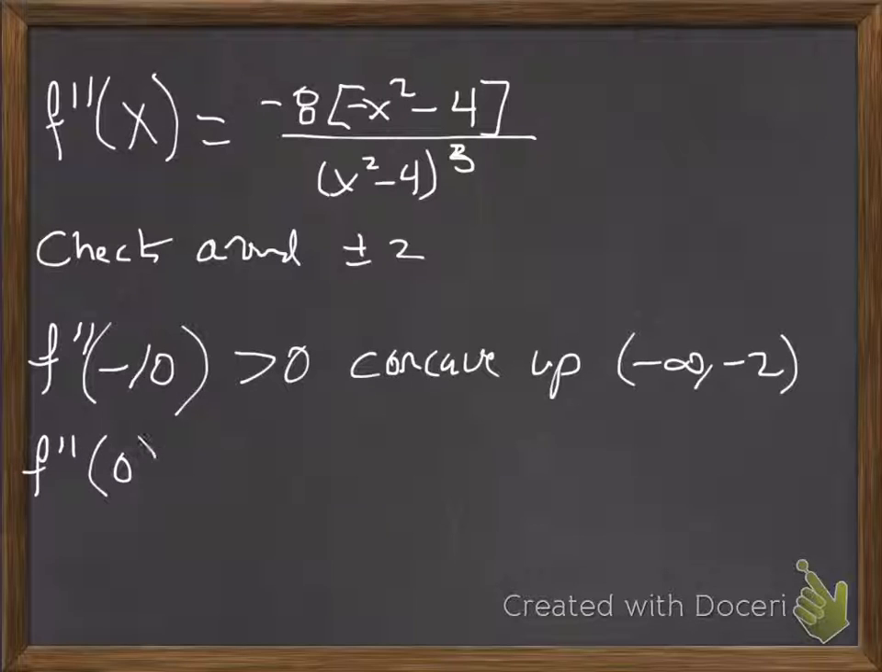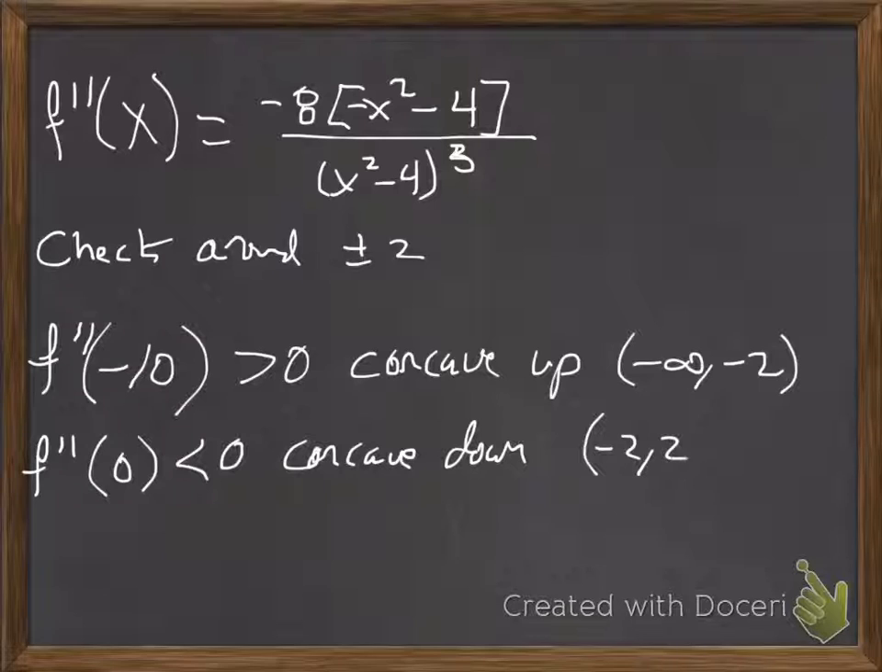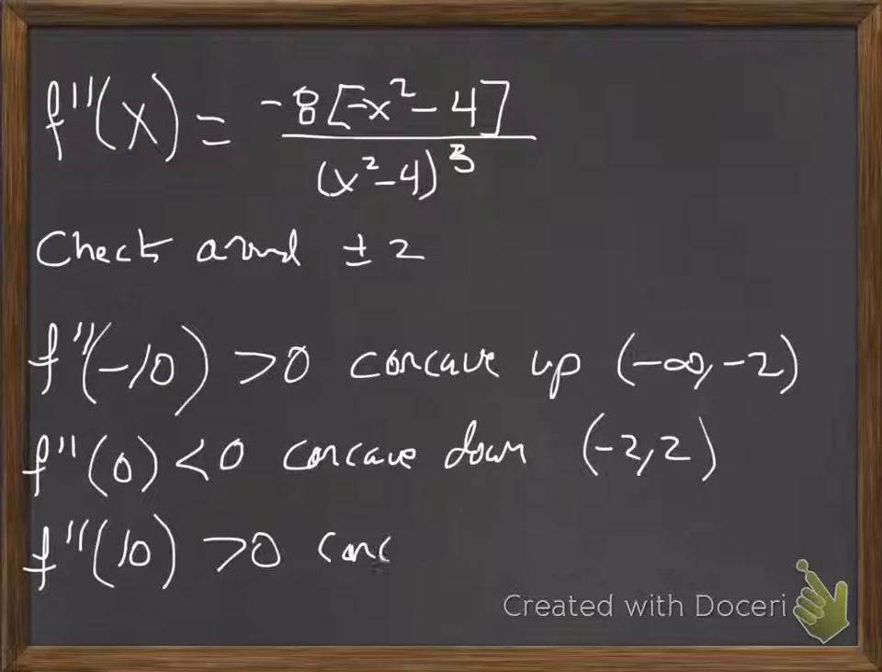If I plug in something like 0 into the second derivative, I get a negative number. That tells me concave down on negative 2 to 2. And then finally, f double prime, and I'll pick a number to the right of 2, like 10. That's greater than 0, so now we have concave up.